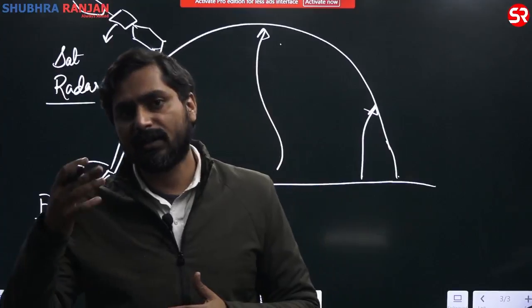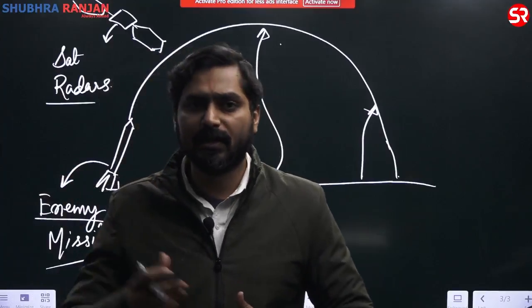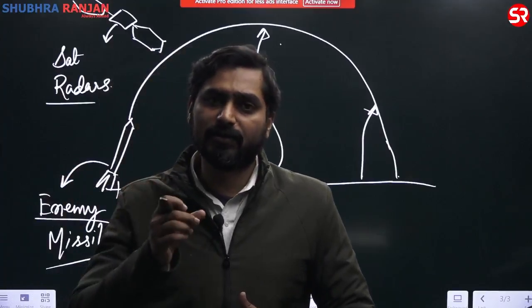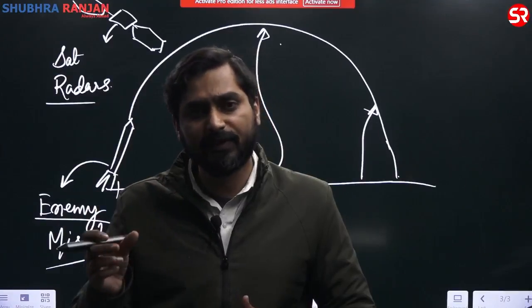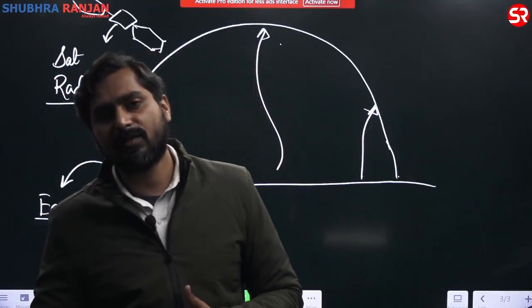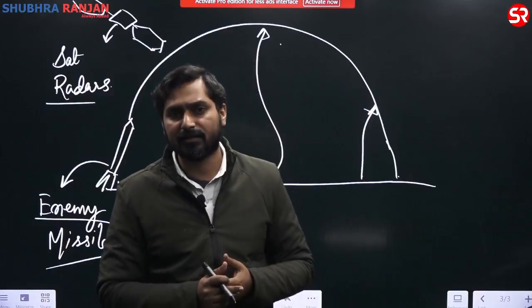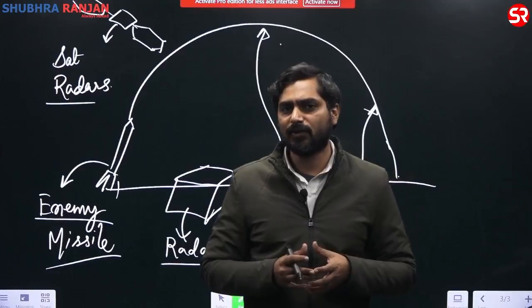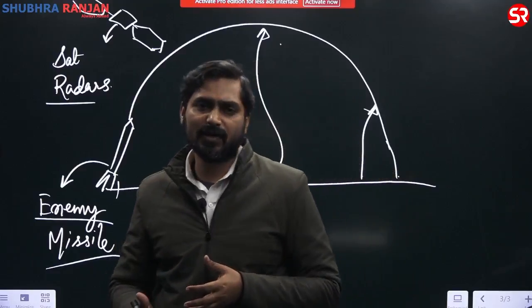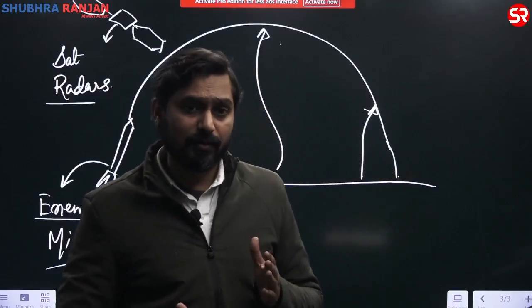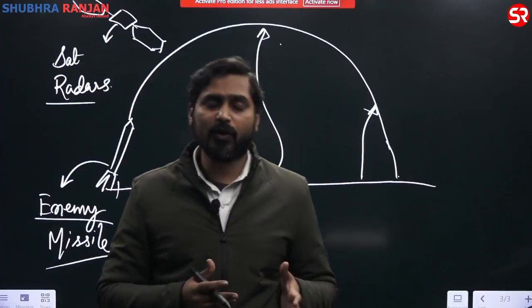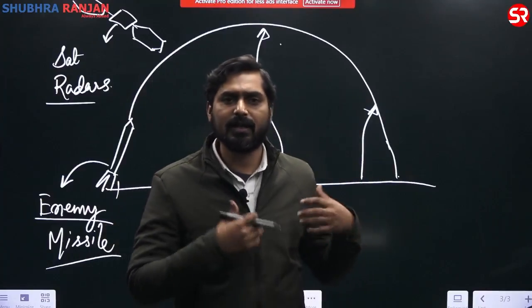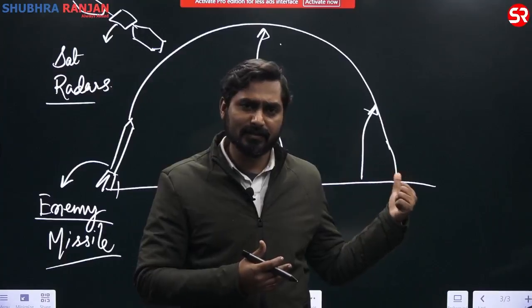So it has a long range missile of 400-kilometer range. Then there is a missile of 200-kilometer range, 250-kilometer range, then 120-kilometer range, and also a 40-kilometer range. So the computer automatically decides which type of missile has to be used for a particular type of incoming missile.